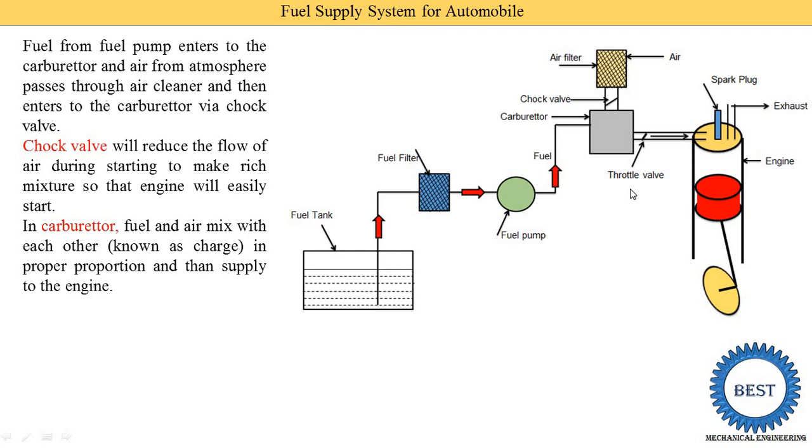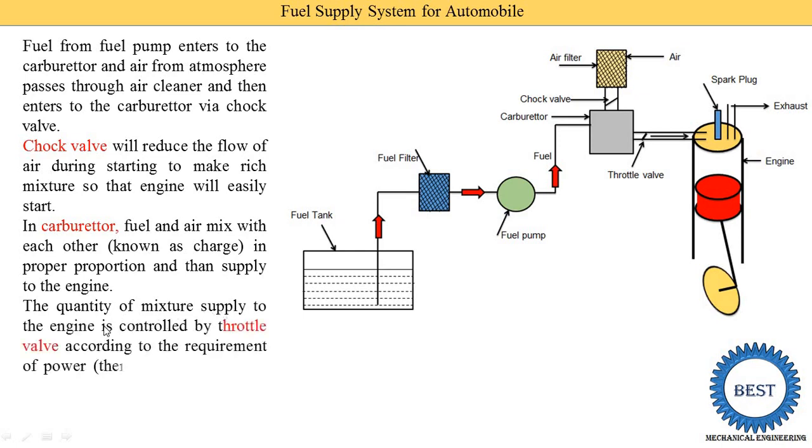When we press the accelerator, the throttle valve opens and more air-fuel mixture is supplied, which means more charge is supplied to the engine. Similarly, in a bike, we rotate the accelerator, the throttle valve opens, and a greater amount of fuel and air is supplied to the engine. The quantity of mixture supplied to the engine is controlled by the throttle valve according to the requirement of power. Therefore, SI engines are known as quantity governing engines.